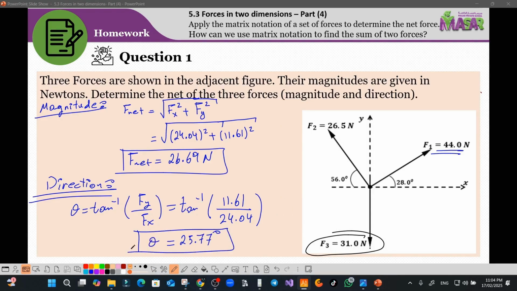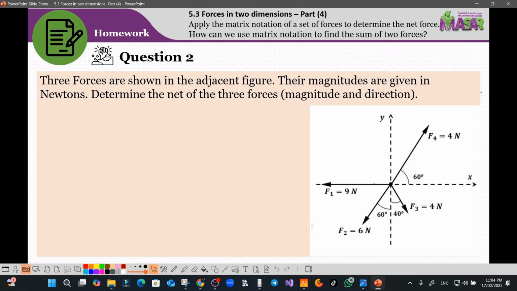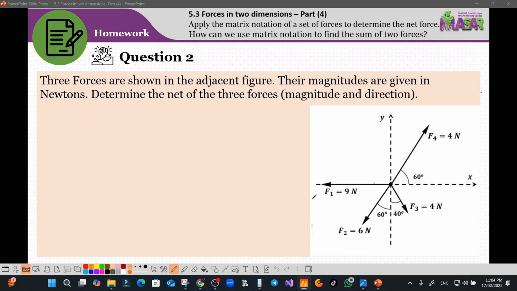This is the direction. Now the last question for today, again here we need to find the F net. We have different ways to solve this question. We can follow the matrix notation, or if we want to save some time, we can make a sketch for the components, and we add the components horizontally together and the components vertically together. In this way, we will find the F net along the x-axis and the F net along the y-axis. Now here in this question, I would like to use the matrix notation instead. So let's start with the matrix notation.